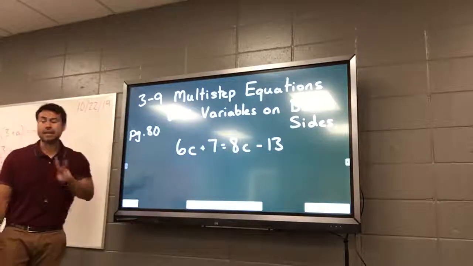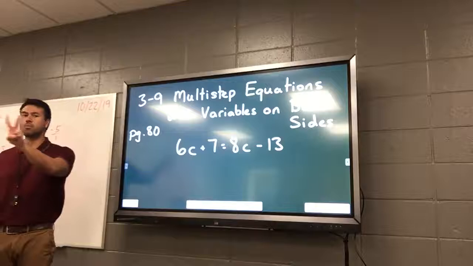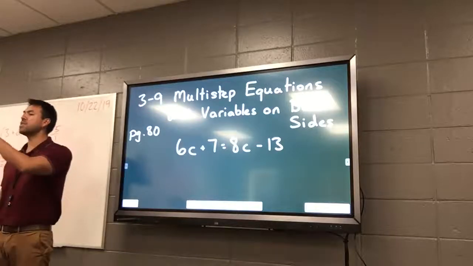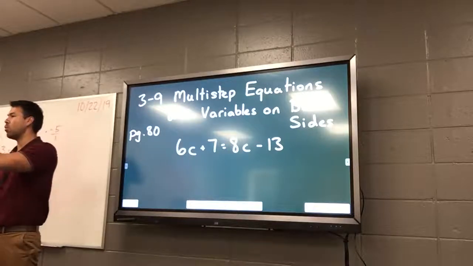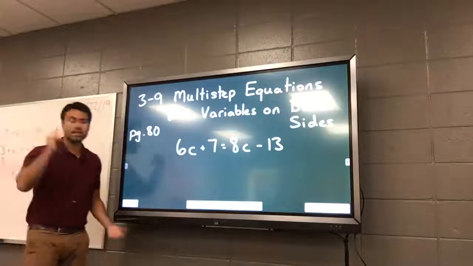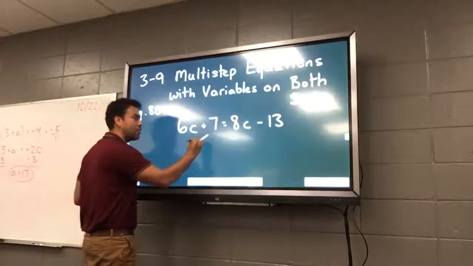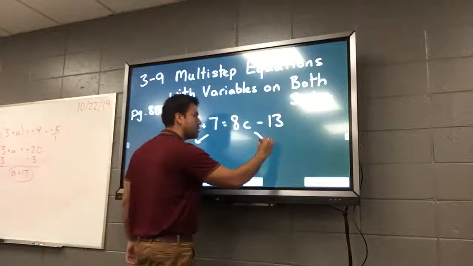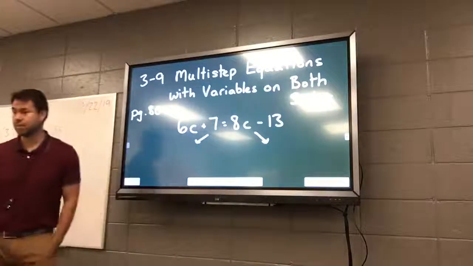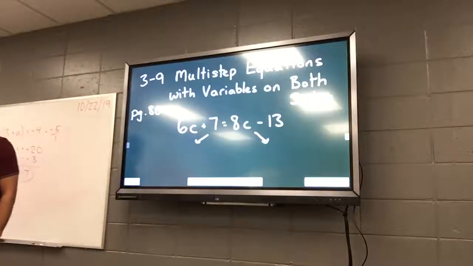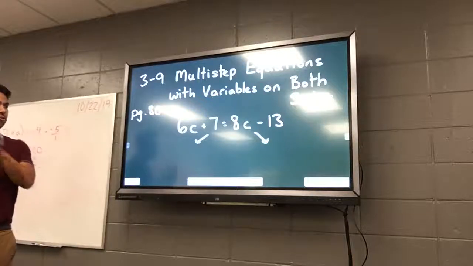Okay, second step. Did you guys notice that the variable's in two spots? Get it to one spot. Make it come to one spot. There are two ways I can do that. So I'm going to branch off. I'm going to make two separate equations. Both of them are going to be valid and therefore solvable and will come out to the same answer if you work them out correctly.